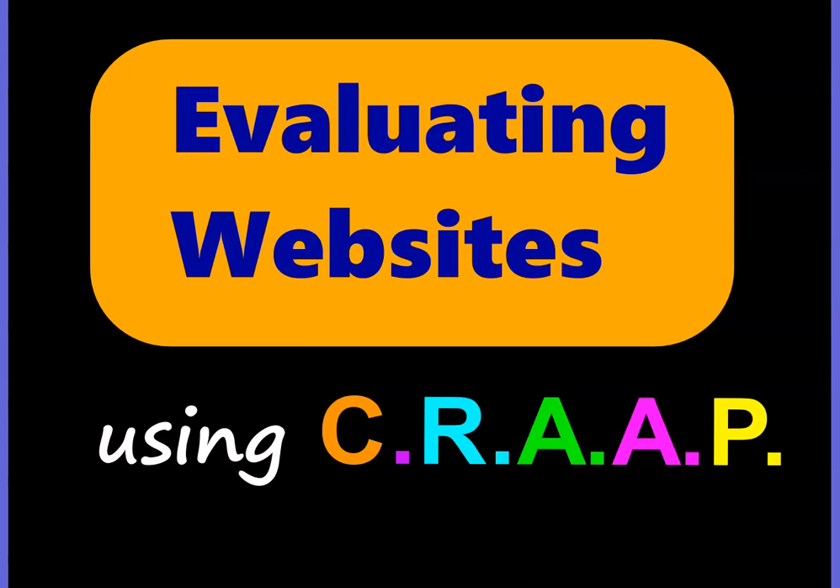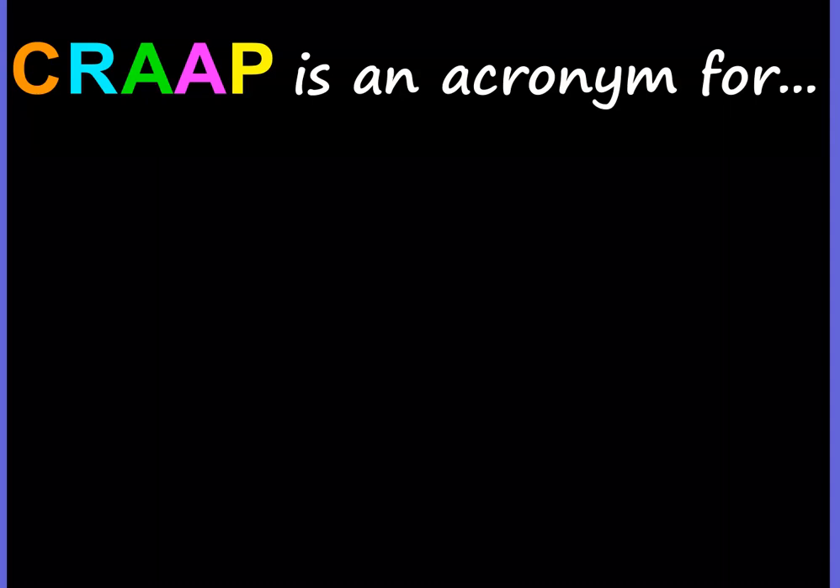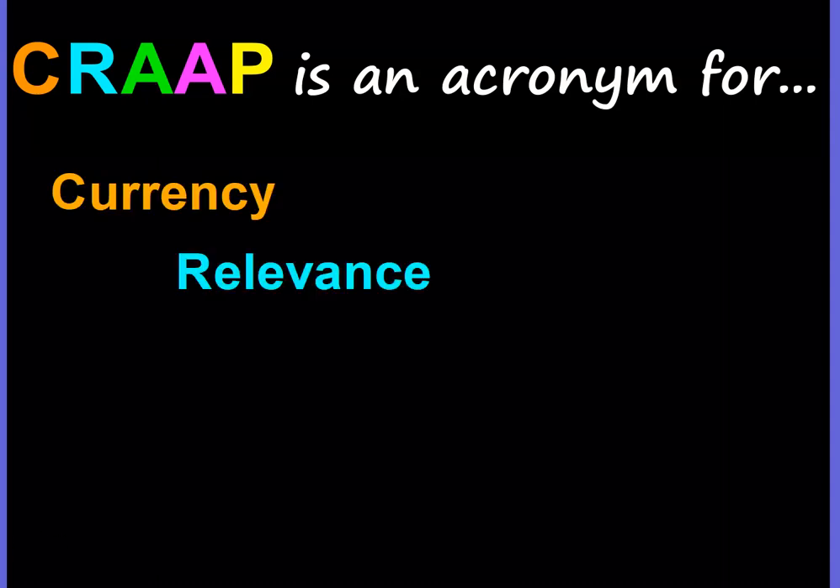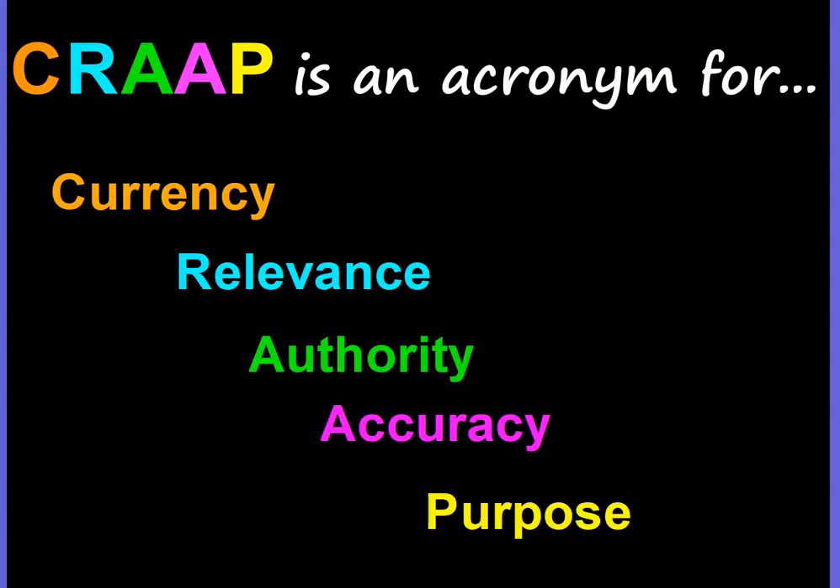Hello, in today's lesson I'm going to show you how to evaluate websites and online sources using the CRAAP research method. So what does CRAAP stand for? C stands for currency, R stands for relevance, A stands for authority, the second A stands for accuracy, and P stands for purpose. Now let's take a closer look at each of these pieces.